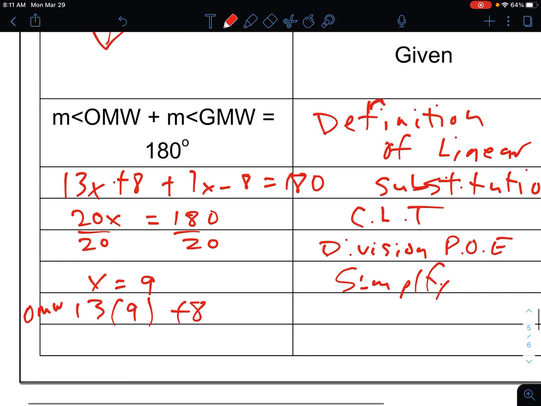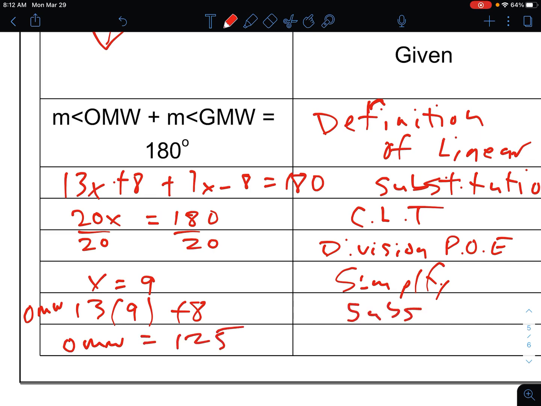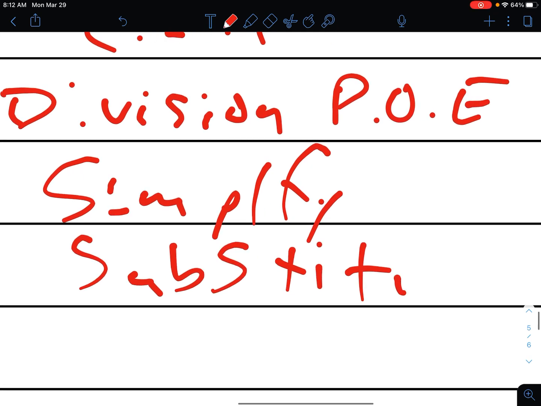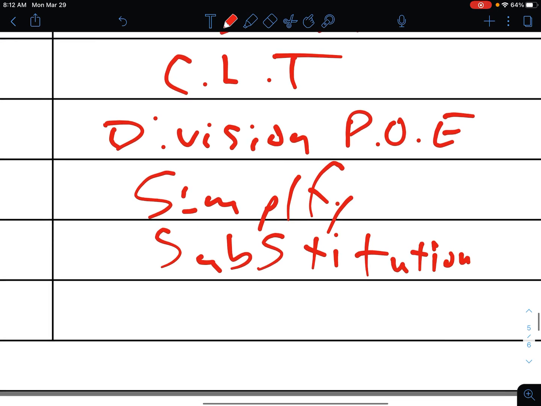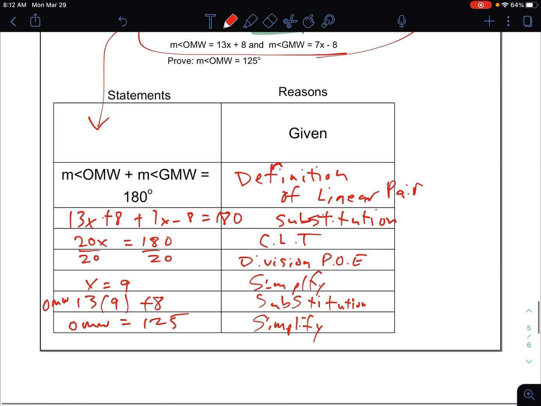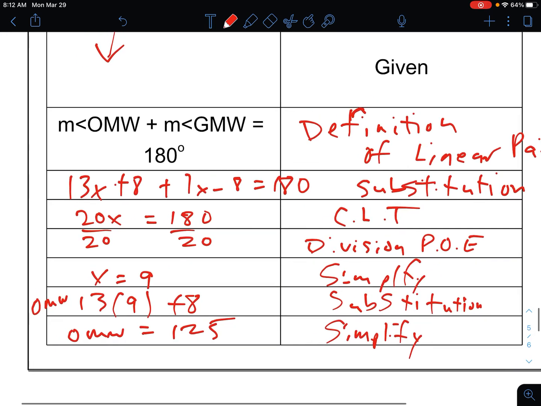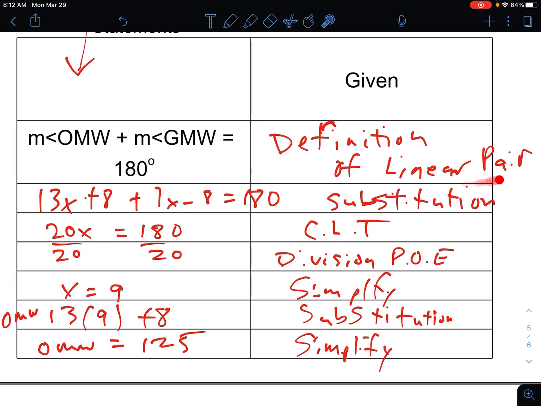And that's going to give us, weird, OMW equals 125. So we substitute. Wow. Can I write any sloppier? And then simplify. So if you were hammering out and doing all of those algebraic proofs, then literally the geometry comes from this piece right here. Is that definition or that postulate that we're going to use to set up the algebra, and then we blow through the algebra.